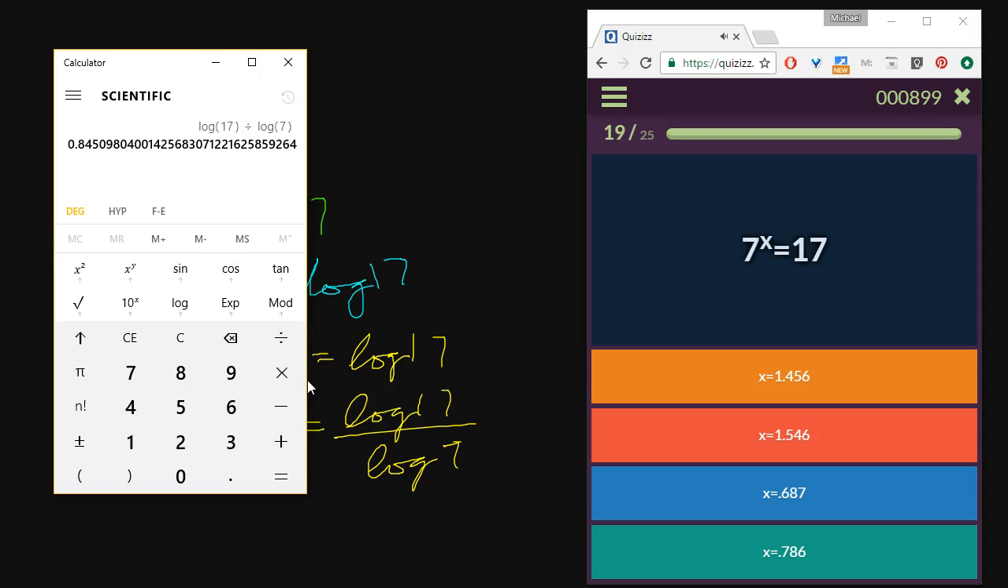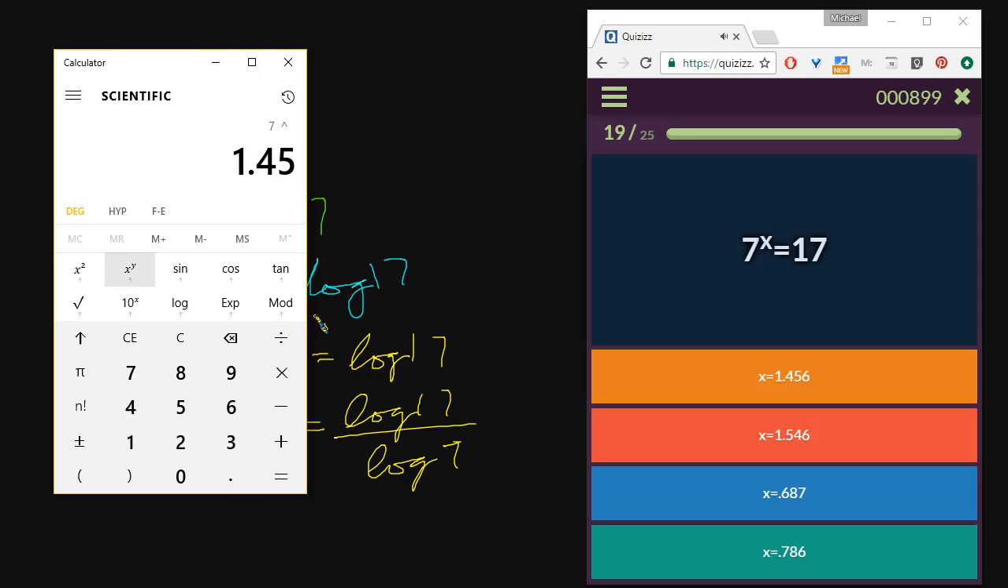0.845. Oh, maybe I still need to hit the equal sign, so I'll go ahead and hit that. That's better. Now it matches one of these answers. Now, the other thing we can do to double check is we can raise 7 to this power, and then we can check and see if we get 17. So it's about 1.45, which is pretty different from the rest of these. So I'm just going to say 7, and then I'll press this button, and then I'll do 1.45.